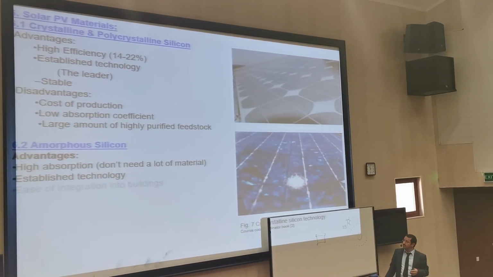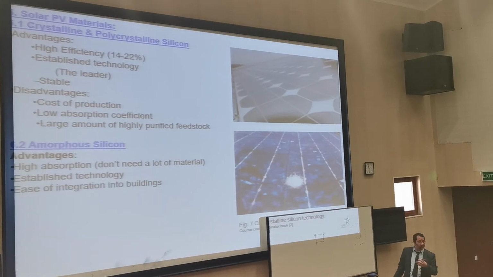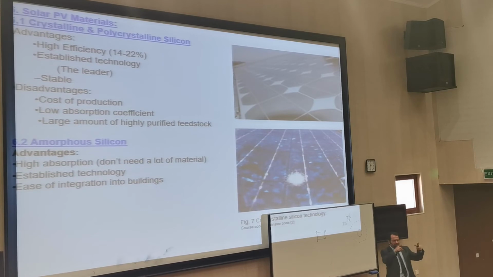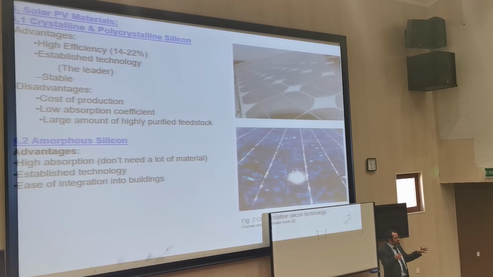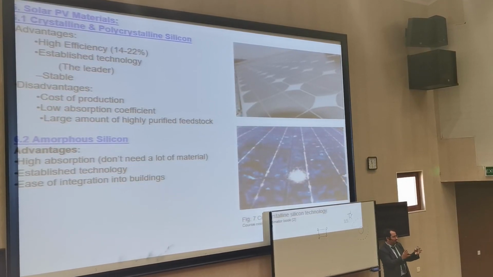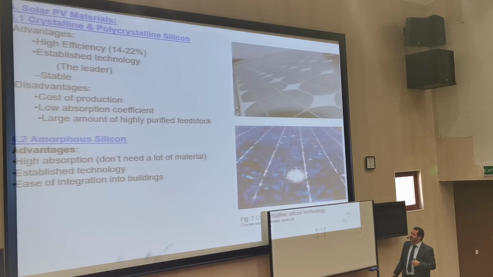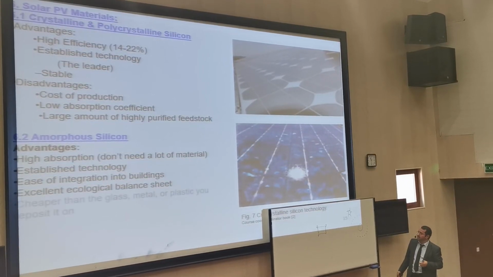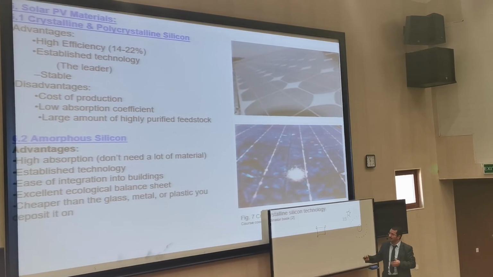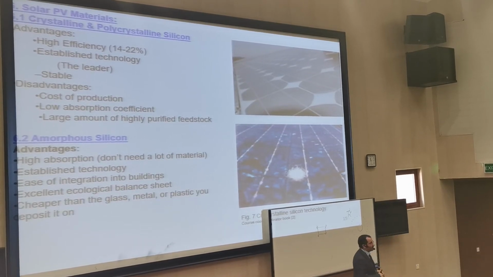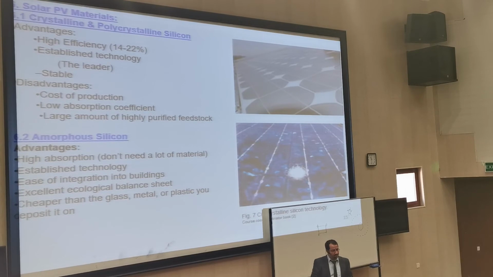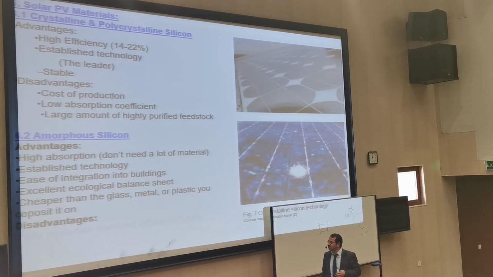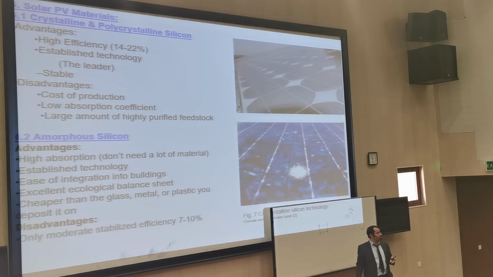Also established technology. It has been, let me say, tested. One issue is it's flexible. It's not coming as a panel. There is a panel, but usually it's flexible. In this way, you can put it in any way you want on the building. An excellent balance sheet, ecological, we're talking about it, and very cheap compared with the first one. Amorphous, very cheap. But from the other side, its efficiency is low, talking about 7 to 10.